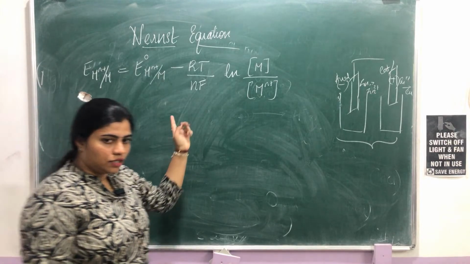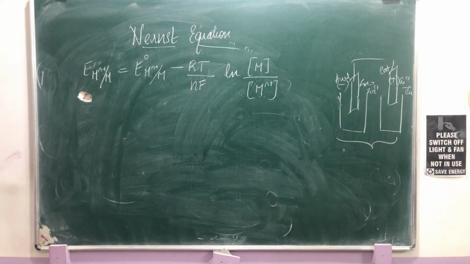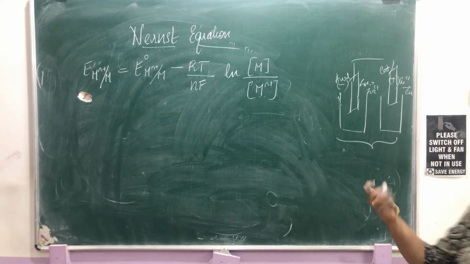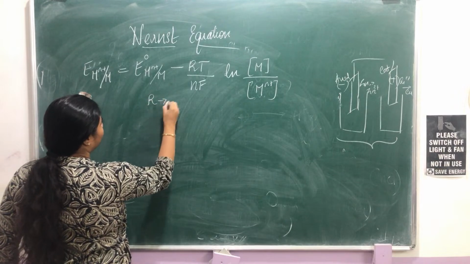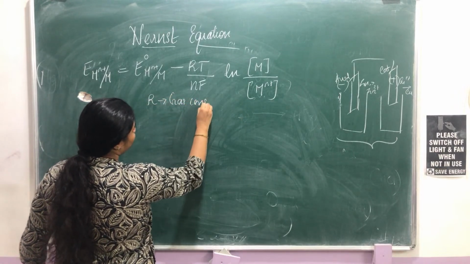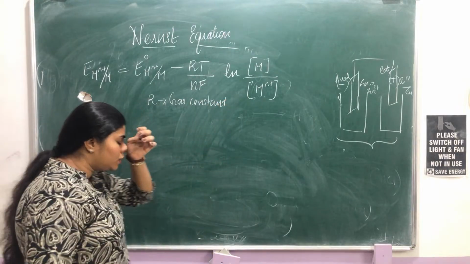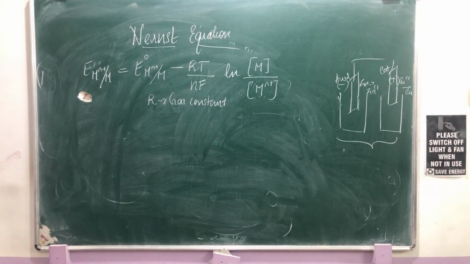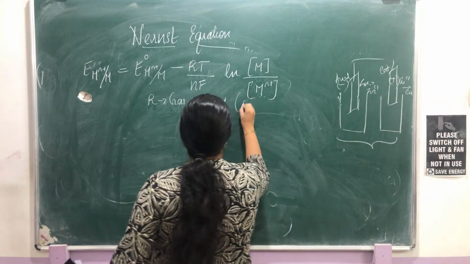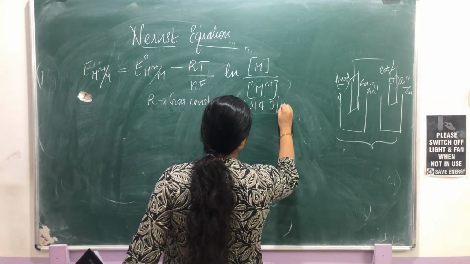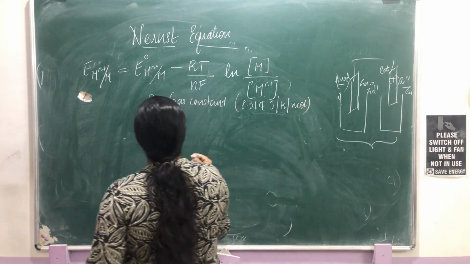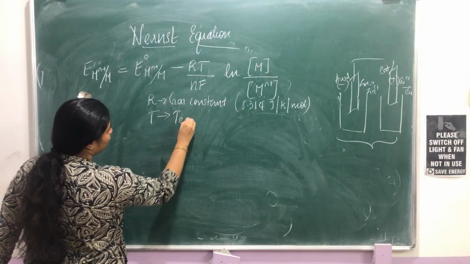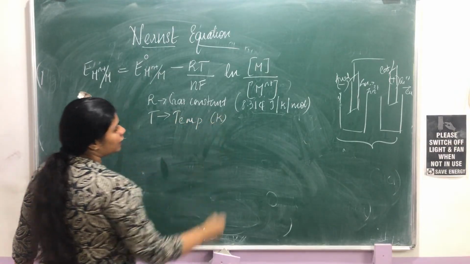Write down. Did you write the equation? Now we are supposed to write what each term means, right? Where R stands for... quickly, who will tell me? Gas constant. In bracket, write down the value: 8.314 joule per Kelvin per mole. 8.314. Now quickly write down the other terms. What is T? Temperature in Kelvin.